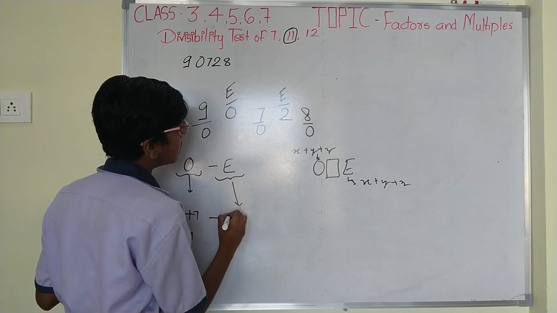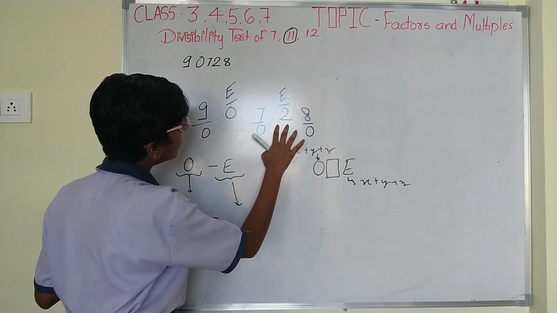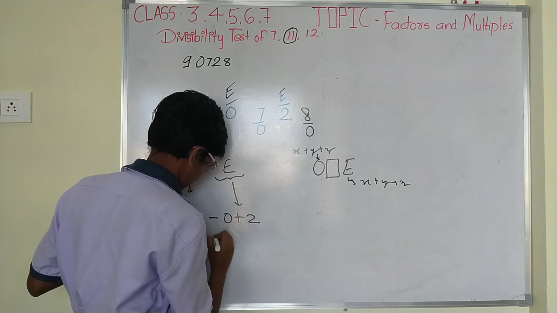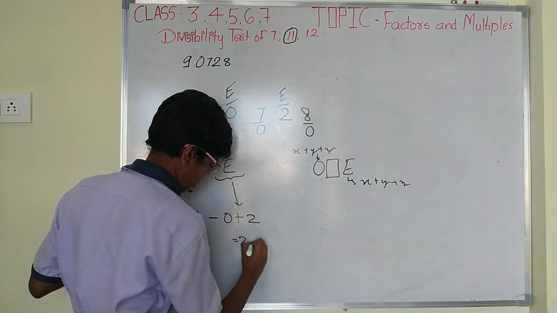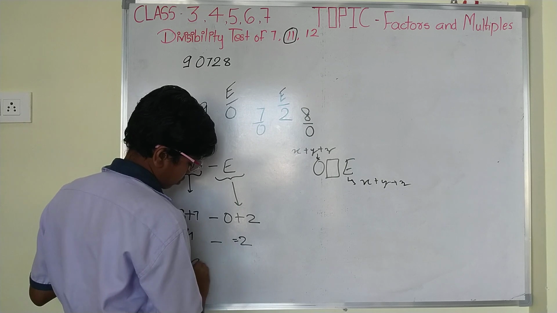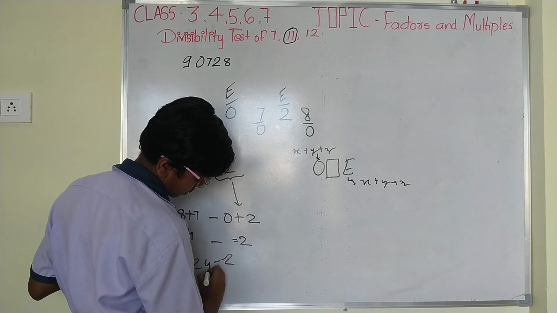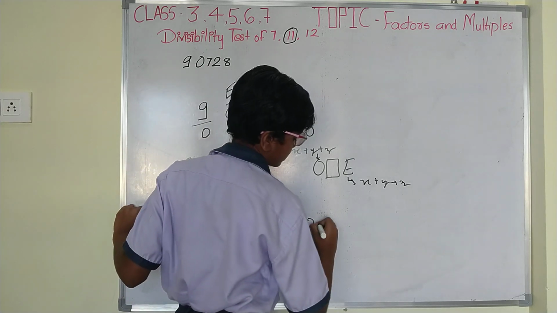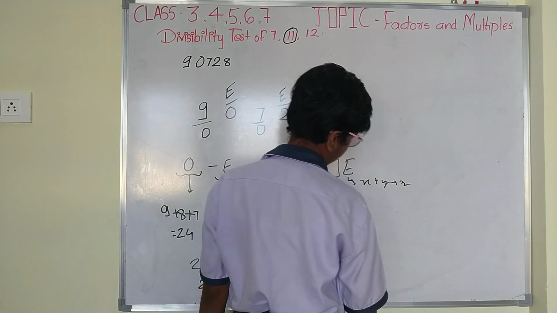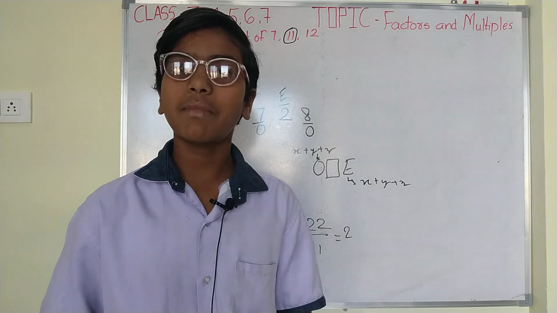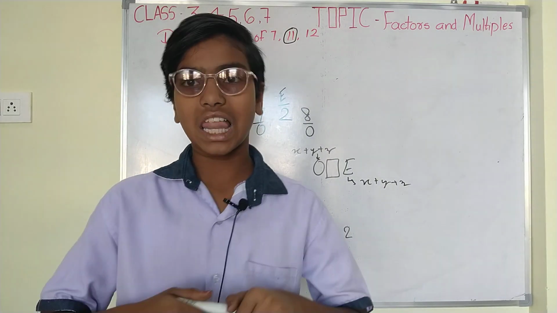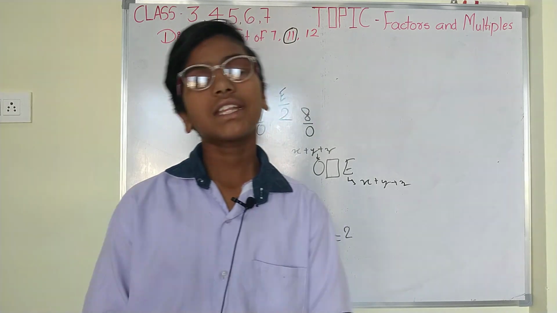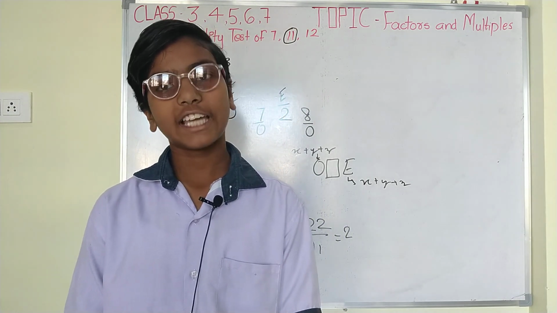Even places: 0 plus 2, 0 and 2 only. 2, and here I put minus. So 24 minus 2 is nothing but 22. Now I'll see, is this number divisible by 11 or not? Yes. So this number is divisible by 11. Good job. Now the same can be done with other examples also.